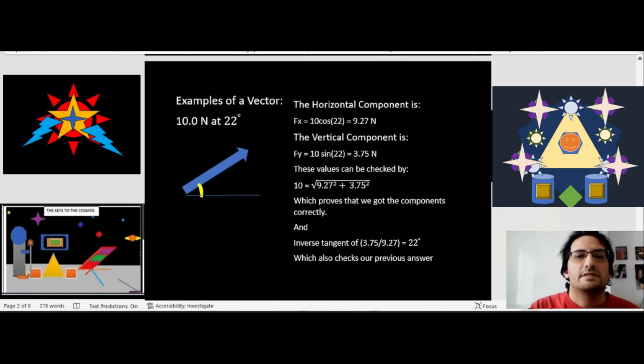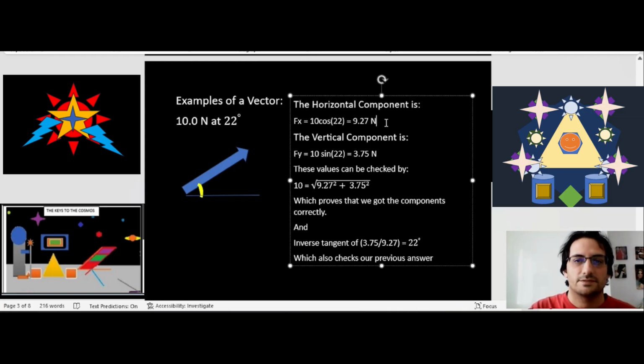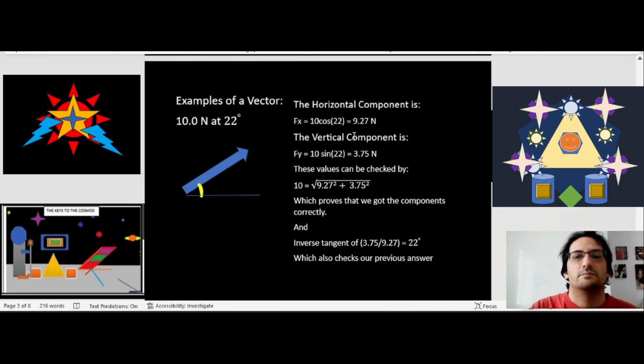Alright, so examples of a vector. We have in this example a 10 newtons force at 22 degrees from the positive x-axis. The horizontal component of this vector will be 10 cosine of 22, which gives us 9.27 newtons. The vertical component is 10 sine of 22, which gives you 3.75 newtons.